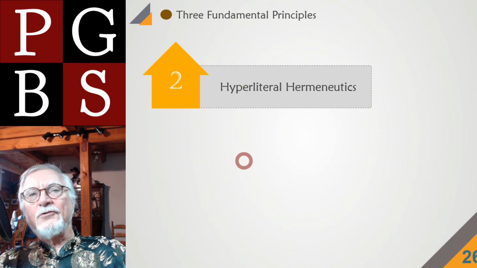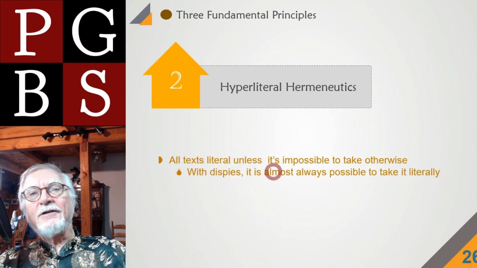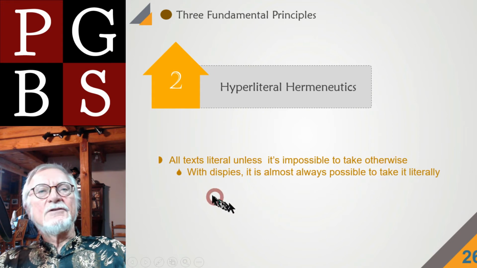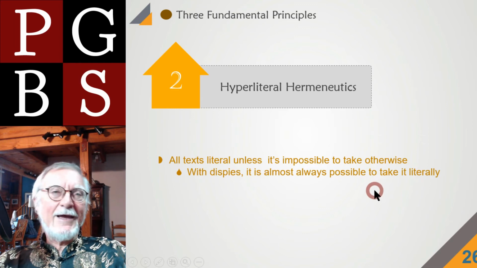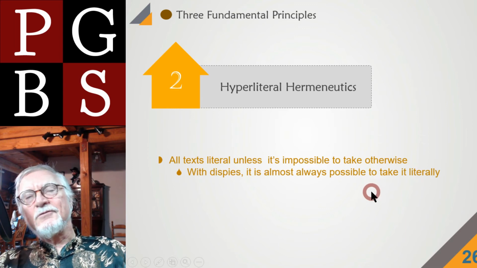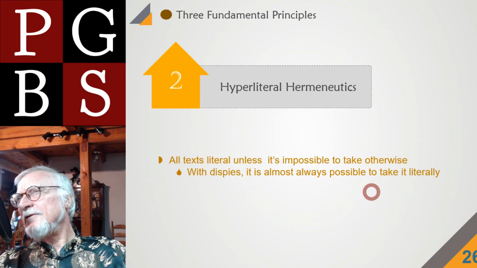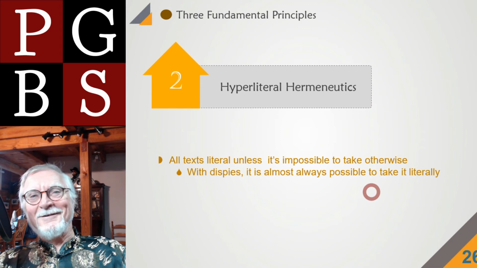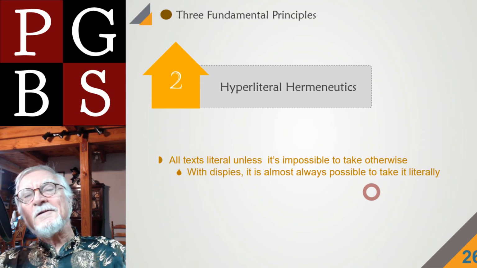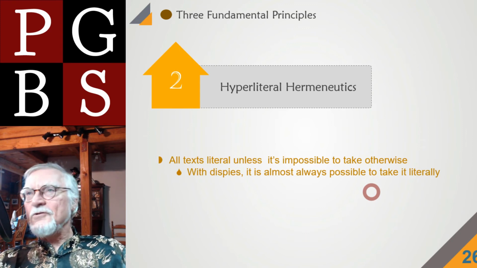Second principle, hyperliteral hermeneutics. All texts are literal unless it's impossible to take otherwise. So with dispies, it is almost always possible to take it literally. Almost always. I remember one time I got a dispensationalist to admit that God owns the cattle on a thousand hills. I said, you mean on the 1,001st hill? He doesn't own the cattle? He sat and thought. I was teaching at the time, and I was challenged from the congregation by this dispensationalist, and he thought. I said, "Yeah, that's metaphorical." Oh, he spiritualized the Bible. I couldn't believe it. It's hard to get them to do it.